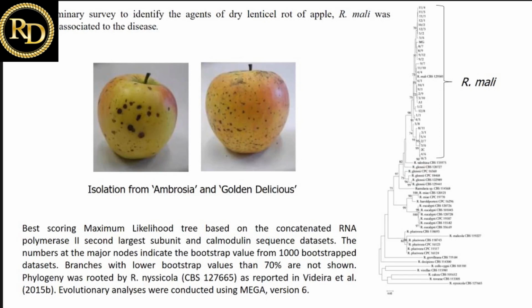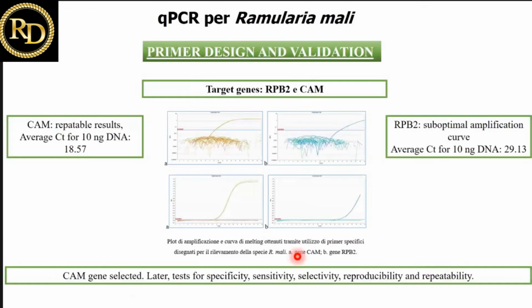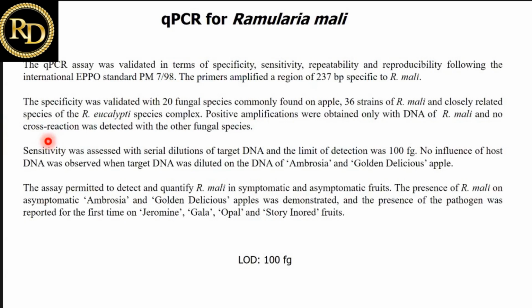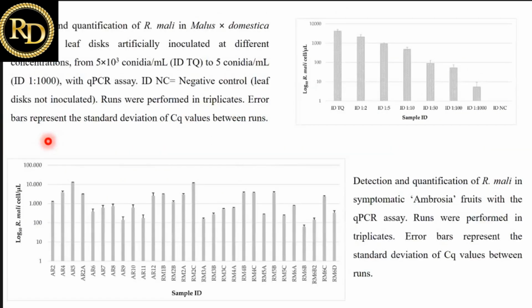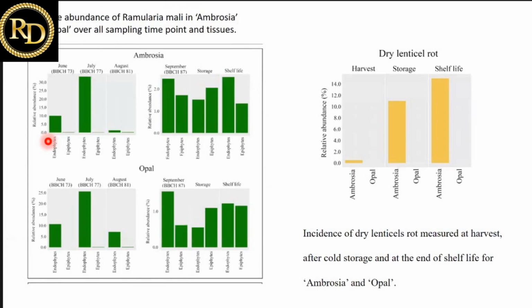Then we designed some primers. In particular, we targeted a very good region, the calmodulin region. And then, without spending more words, we developed a real-time PCR approach for early detection of this pathogen. Okay, these are the results on Ambrosia and Opal apples and the presence of this Ramularia mali on the fruit.